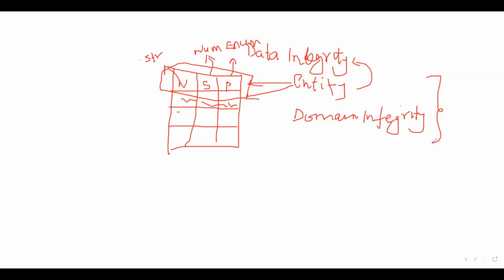So another thing about data integrity is what we call referential integrity. Referential integrity means rows cannot be deleted when they are being used in another table by other records. Come again: rows cannot be deleted when they are being used in another record.